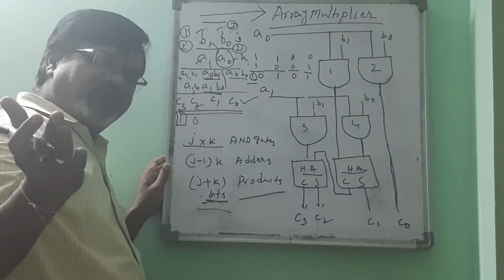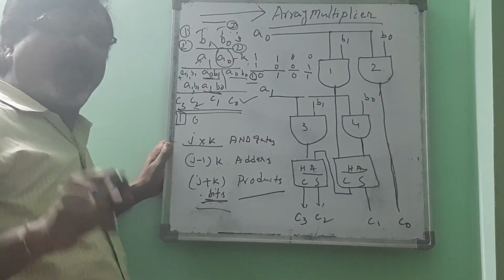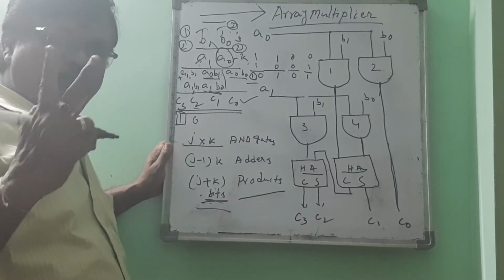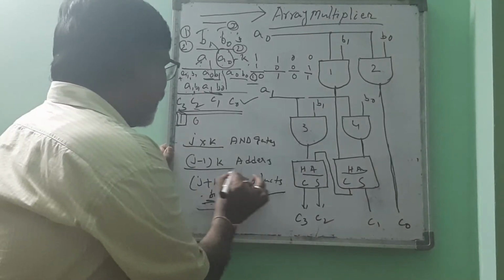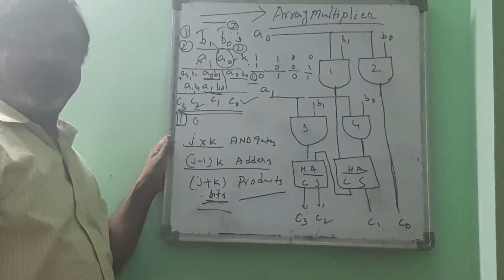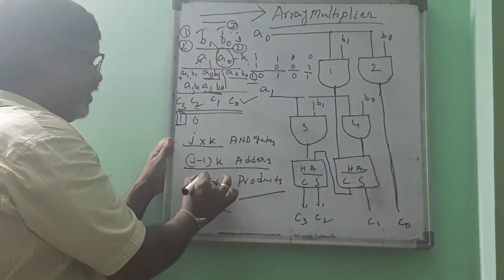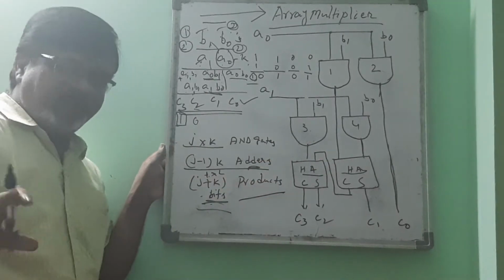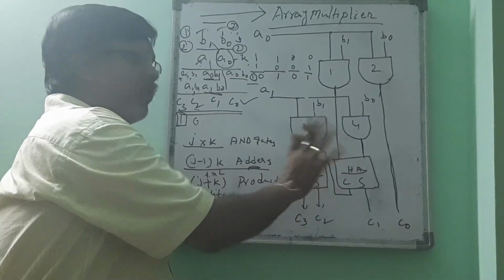in your DLD subject, you have already discussed this HA as half adder, which adds 2 bits at a time. Here we are adding j minus 1 into k adders. J minus 1 is 2 minus 1, that is 1. K means into 2. So 1 into 2, 2 adders. Either it may be a half adder or full adder, it doesn't matter, but we use 2 half adders here.